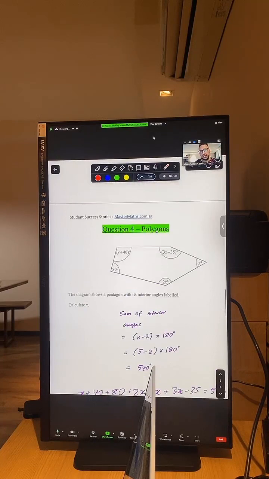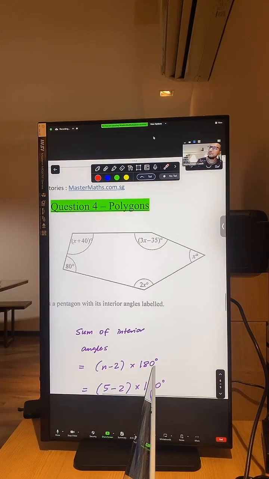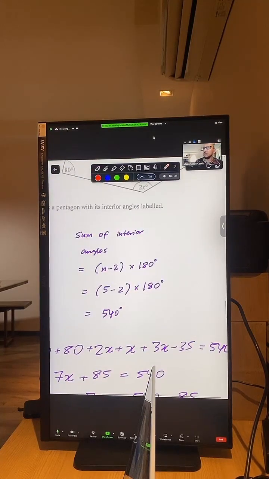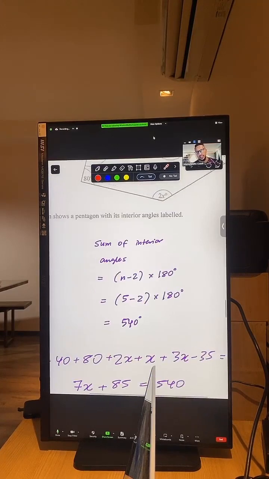You can see the angles here, they're all not the same. X is 65. Over here is 2X, so it's 65 times 2. Over here is 80. But they all add up to 540. Why 540? Because this is a pentagon. A pentagon has 5 sides, so I replace the n with a 5.